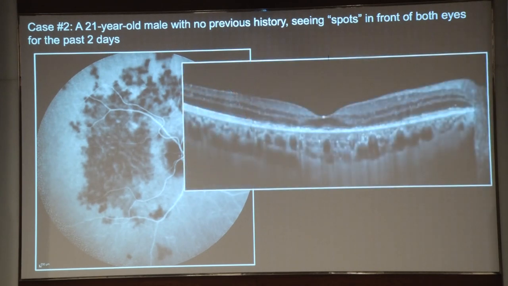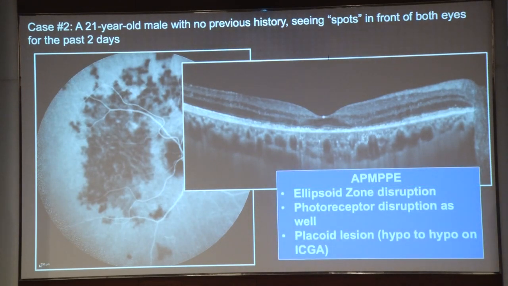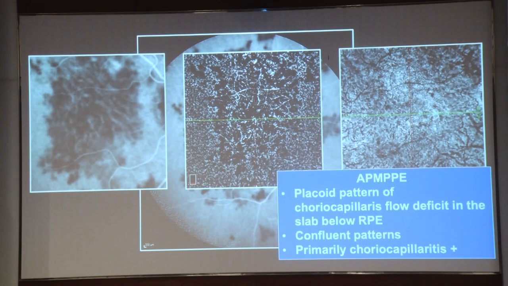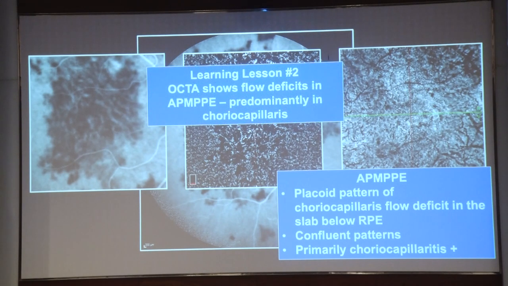And usually the OCT itself is very diagnostic because you have some choriocapillaris ischemia, some thickening of choriocapillaris, and diffuse loss of photoreceptors in the center. This is definitely an MPE with ellipsoid zone disruption, photoreceptor disruption, and a placoid lesion on ICG. So again, the OCT angio will show you the same picture. So you have a placoid pattern of choriocapillaris flow deficit, and it's a primary choriocapillaritis.